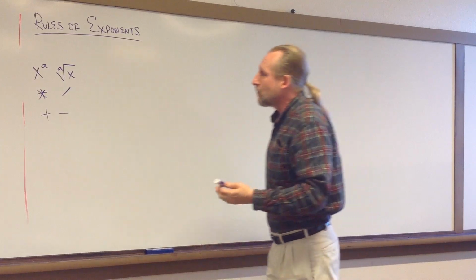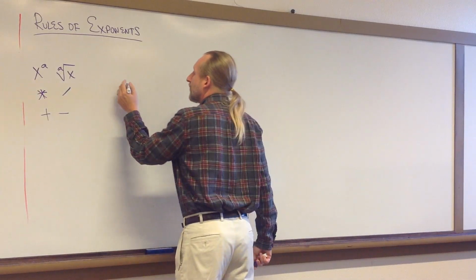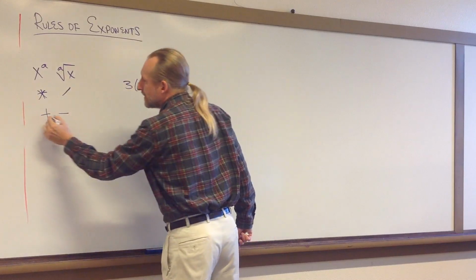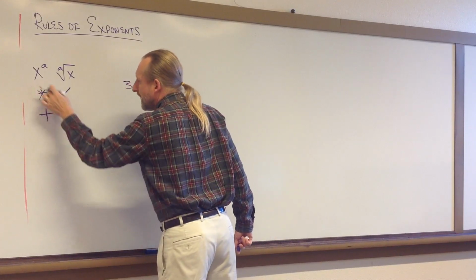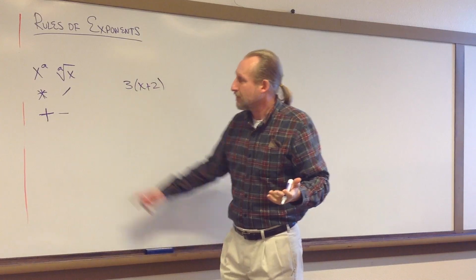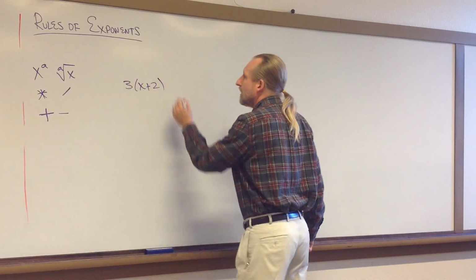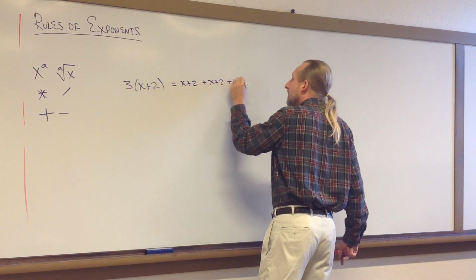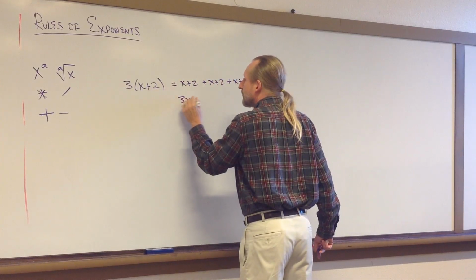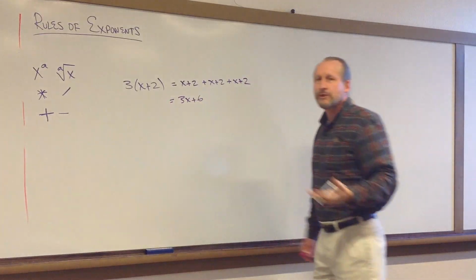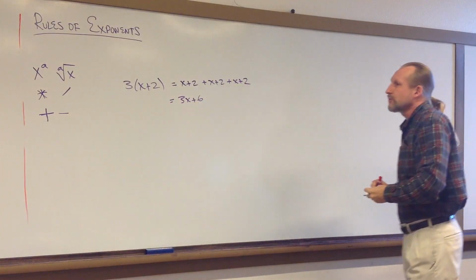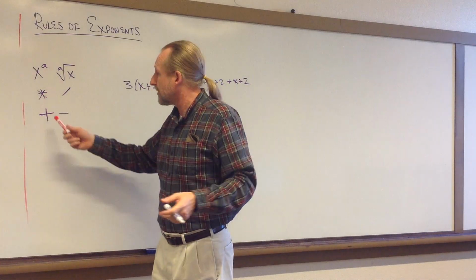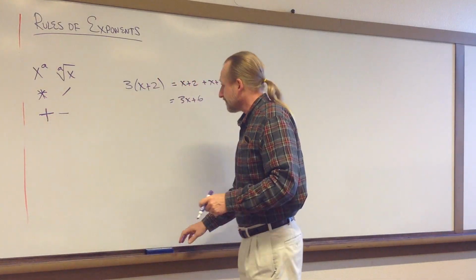And the reason why the distributive property works when you're having like 3 times x plus 2 is because multiplication in many ways can be conceptualized as repeated addition, right? So this is x plus 2 plus x plus 2 plus x plus 2, and there's your 3x plus 6. So that's where the distributive property comes from, and you can distribute multiplication and division across addition and subtraction.